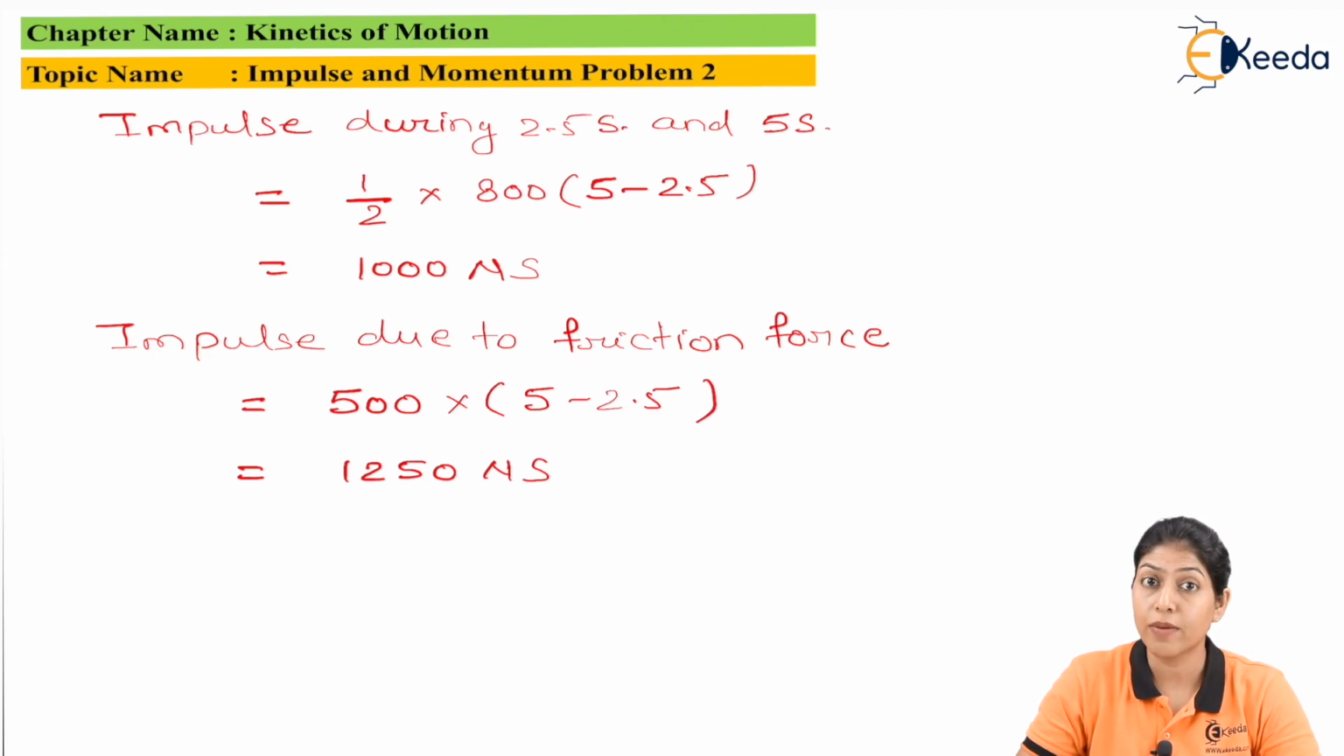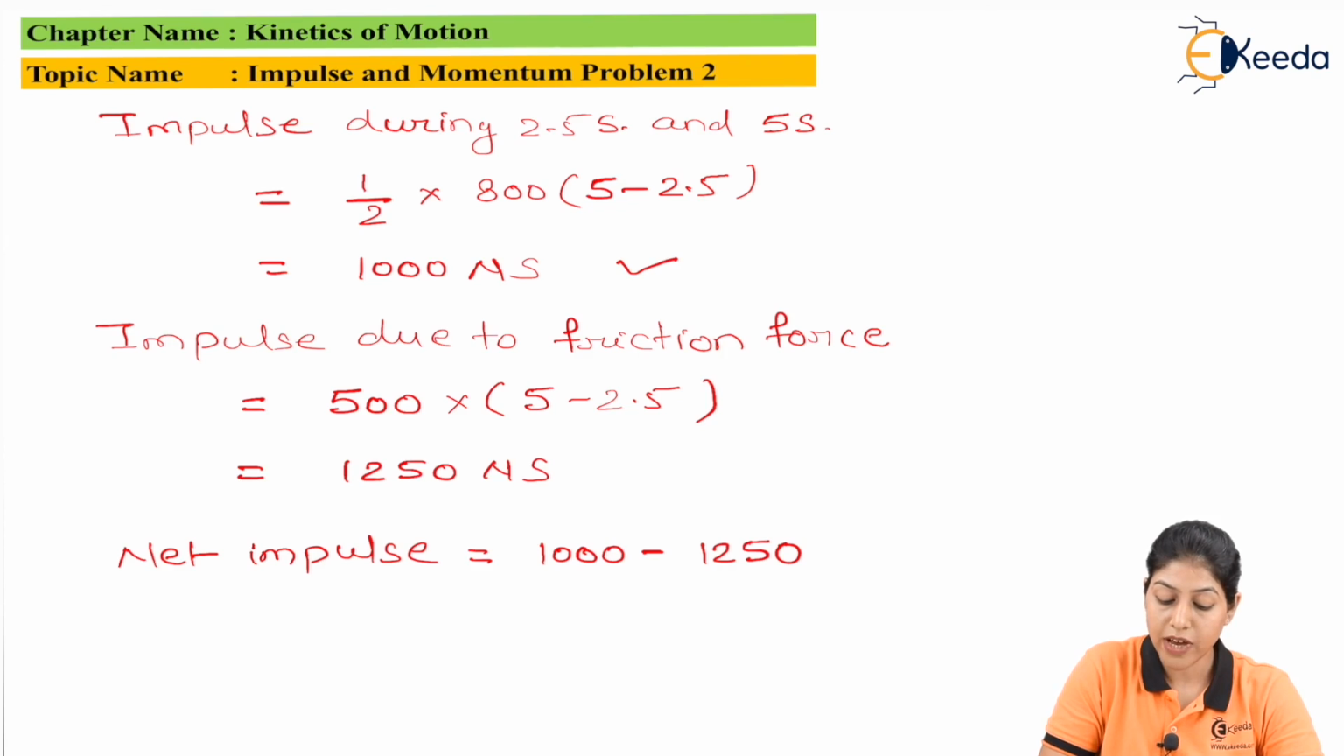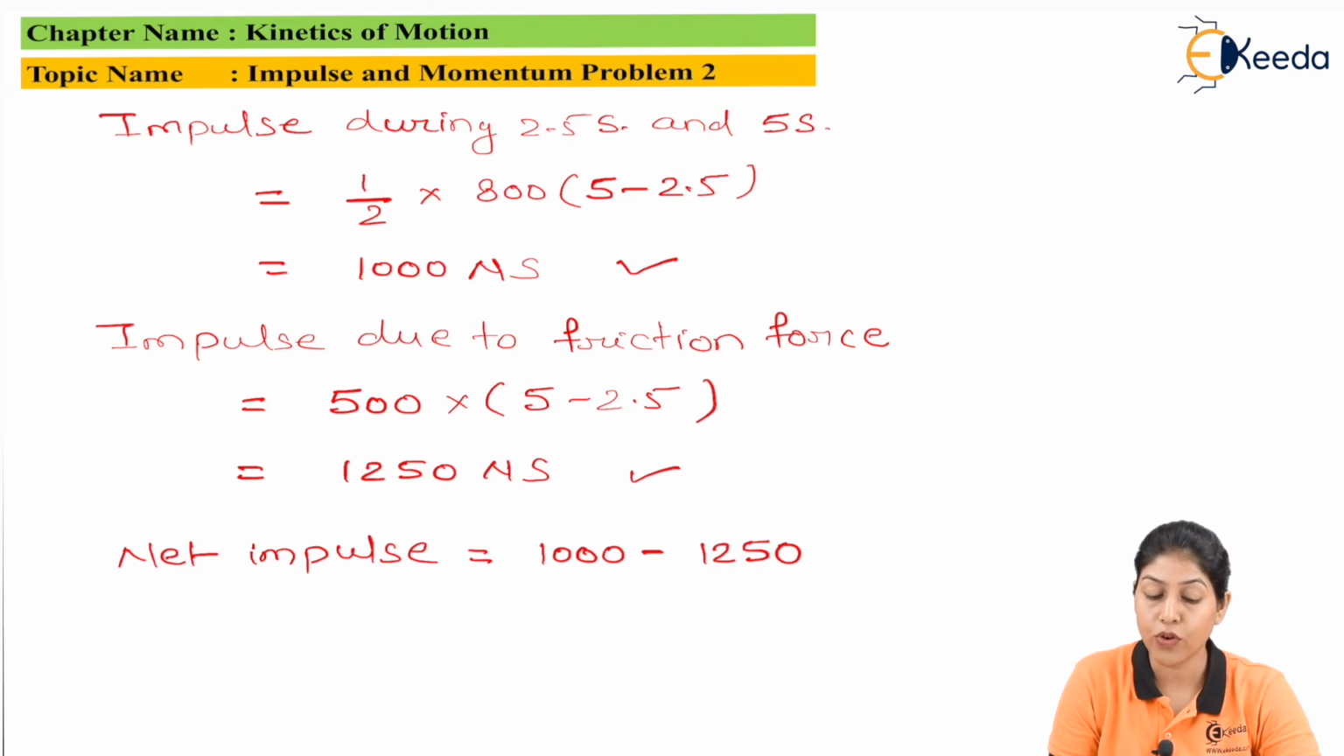Now if we want to determine the net impulse, it will be this value minus this value: the impulse during 2.5 and 5 seconds because of the applied force minus the impulse due to friction force. So it will be minus 250 Newton second. This is the value of the net impulse.